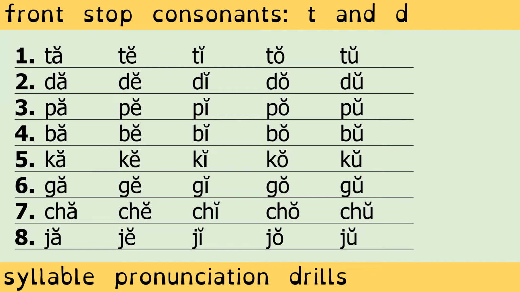Next, we are going to practice the stop consonants with the short vowel sounds. Try to say these syllables out loud. You can pause and restart the video when you are ready. Okay, let's go. Repeat after me.